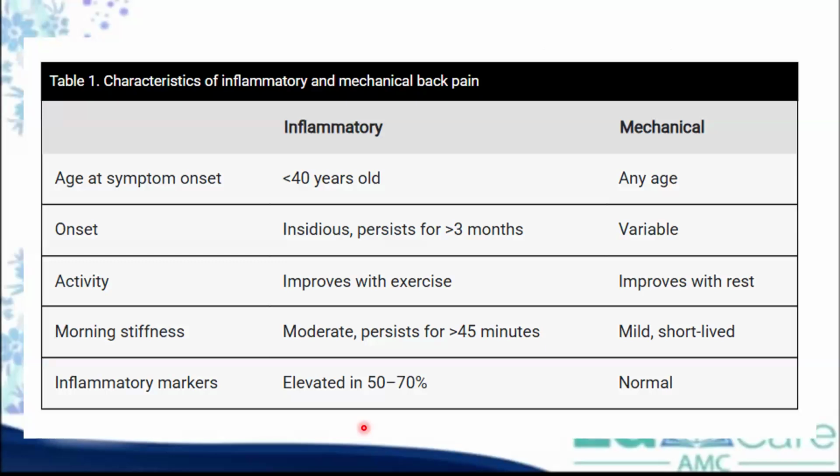So this is from the RSAGP guidelines, inflammatory versus mechanical, right? So it's insidious mostly in inflammatory, improves with exercise; in mechanical it improves with rest. Morning stiffness persists for more than 30 minutes, you can take, but in their guideline they mentioned 45 minutes. This is from the new EULAR guideline. And then mechanical one is short-lived stiffness, right? So inflammatory markers are mostly elevated, obviously, in inflammatory arthritis, but CRP and ESR are normal in osteoarthritis or other mechanical arthritis, right?